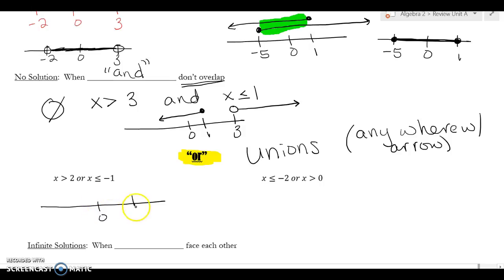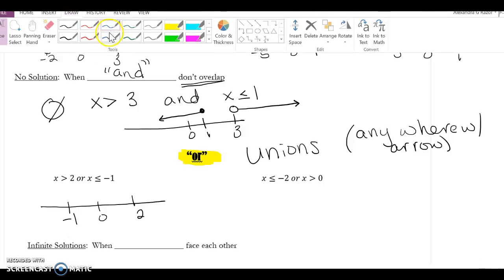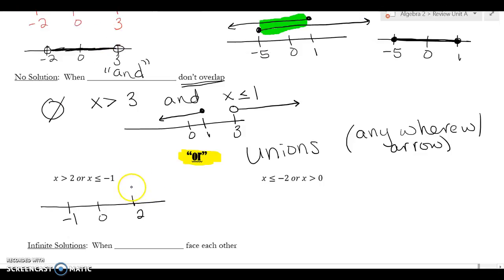I start with my 2, my -1. Let's get some different colors. So at 2, it's an open circle and it goes to the right. And at -1, it's a closed circle and it goes to the left. Now, if this was an intersection, an "and" problem, it'd be a no solution. But "or" is anywhere I see an answer, it works. So my answer is over here on this side, or it's over here on this side.